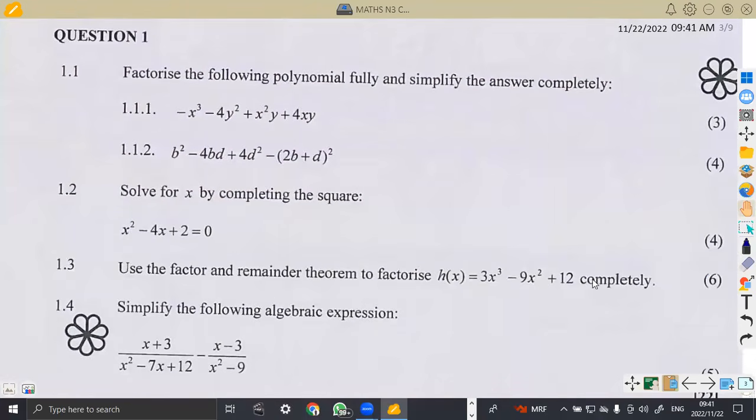We had the part which was to factorize the following polynomial fully and simplify the answer completely, which means we are supposed to make sure that we have factorized fully and simplified everything completely so that we can obtain the marks that are given there. All right, let's see the first part, which is 1.1.1.